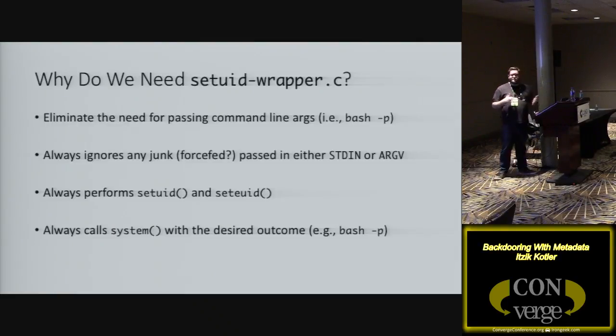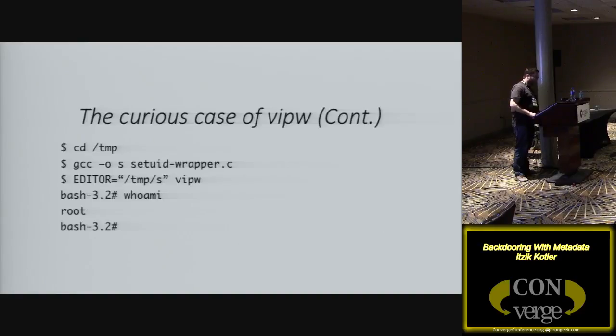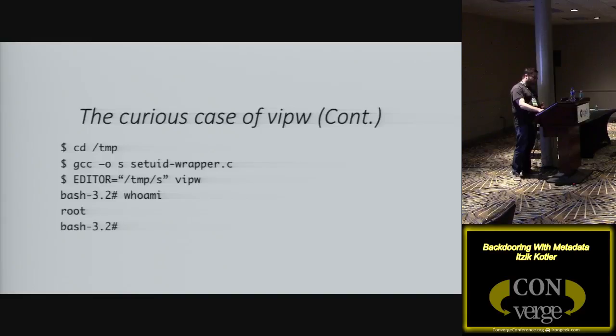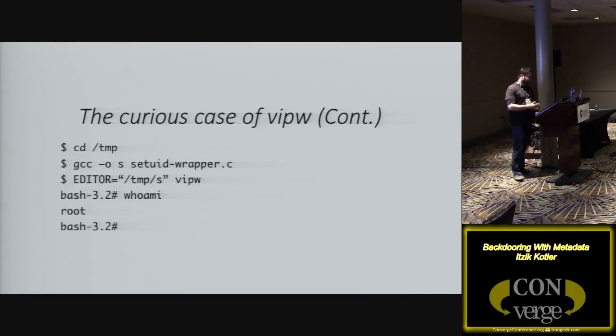Like I said, the benefit of using the setuid is to eliminate the noise and create a single funnel to what we would like to establish, which is to give us a root shell, and avoid the circumstances. In the same situation with ViewW, as you can see, once we took the editor and changed it from bash -p into a temp s, which is just compiling the setuid wrapper and pointing to what we want, we have successfully weaponized that particular application as well.